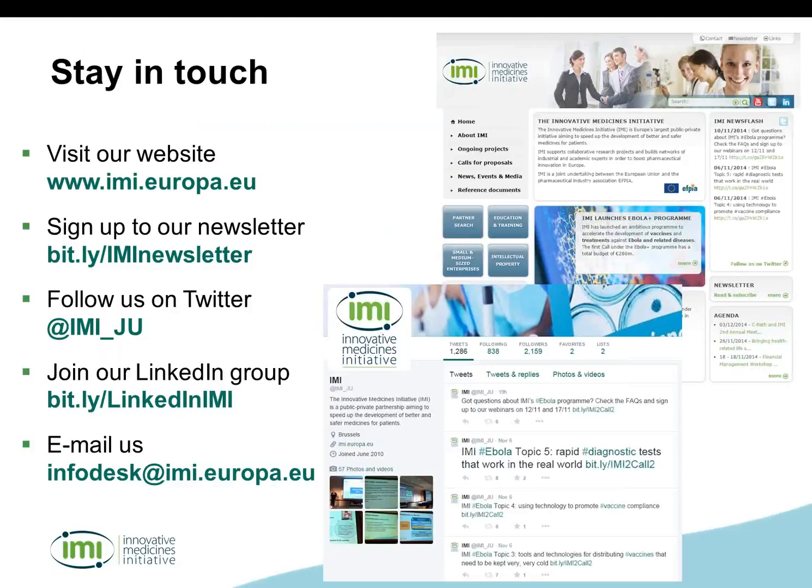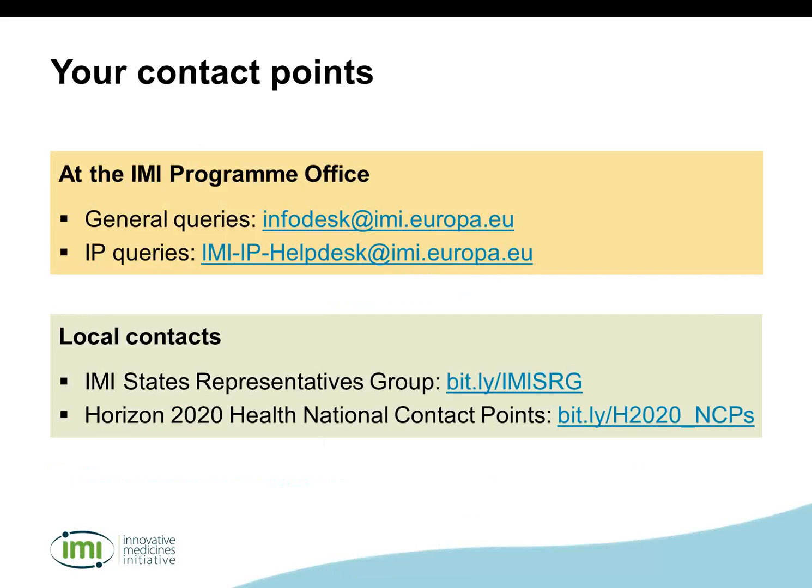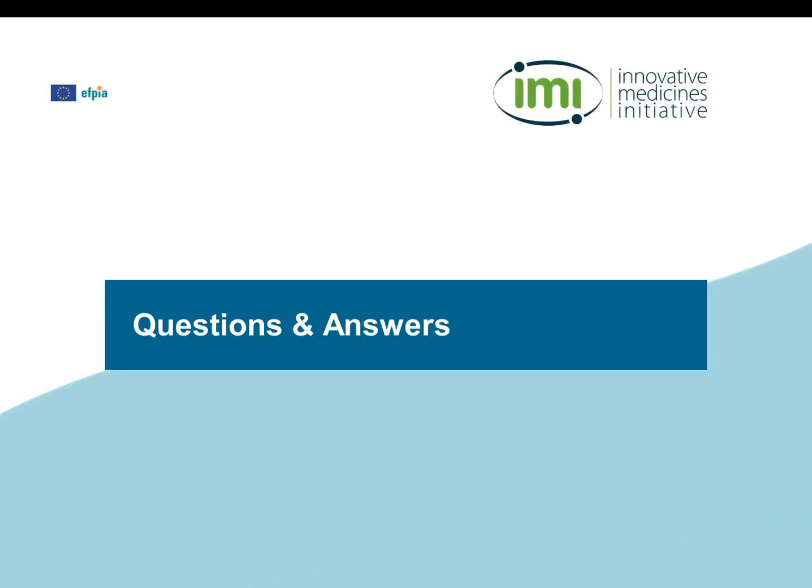More information can be found, of course, on our website. We are also very active on Twitter and LinkedIn. We have a newsletter which you can subscribe to, and of course, as I mentioned before, you can email us with any questions that you might have. Your contact point is, of course, the info desk. In case of IP queries, there is an IP help desk. You can also contact your state representatives, which we have representatives for each different country in Europe. And there's also Horizon 2020 NCPs, national contact points. So all these different people might be very useful when trying to prepare and submit proposals.